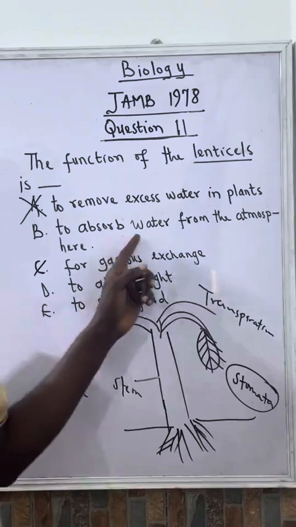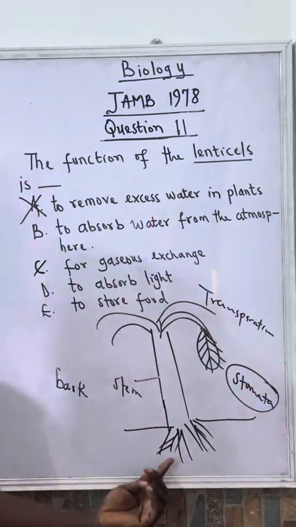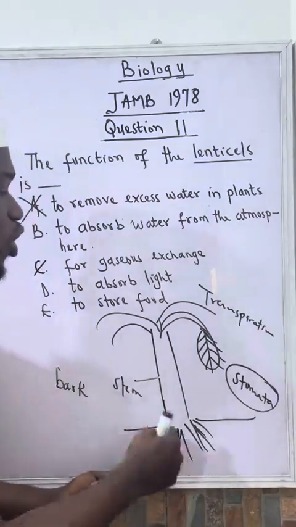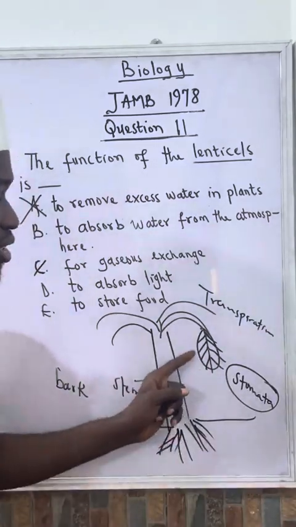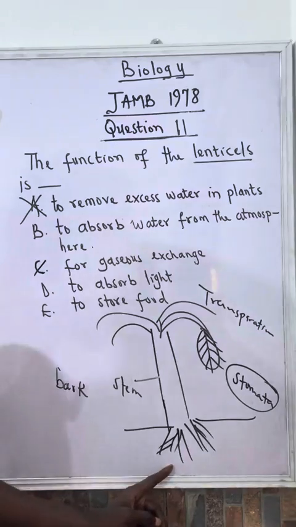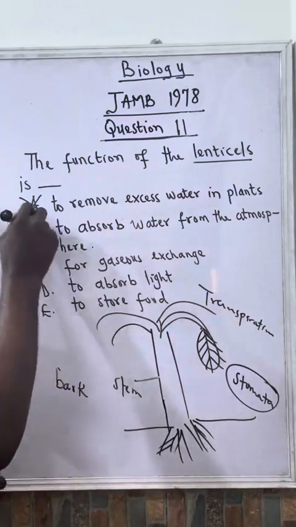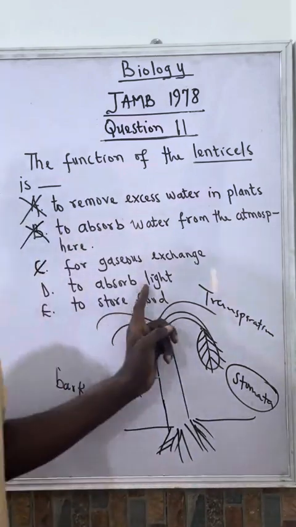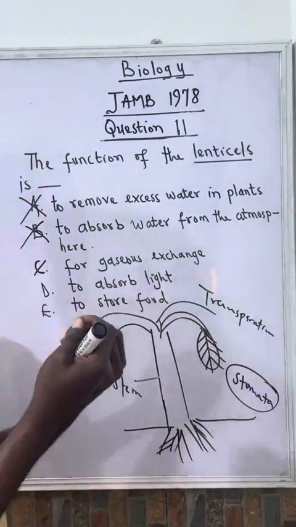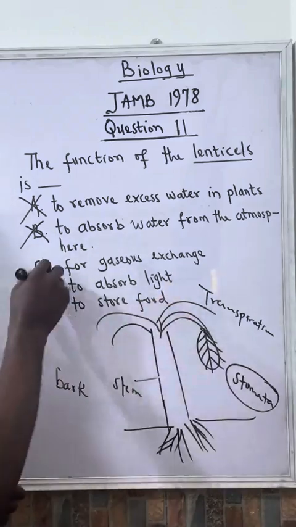This one says to absorb water from the atmosphere. Water is not absorbed from the atmosphere in plants. Water is absorbed from the roots. So the water moves from the root to the other parts, like the leaf, especially the leaf. So it comes from the root through the xylem tissue or through the xylem vessel. So this can also not be the answer. Now, to absorb light. So it is the leaf that helps to absorb light. So the green pigment on the leaf, which is the chlorophyll, that's what helps in absorbing light. So this is also wrong.